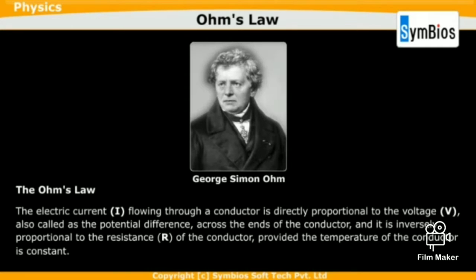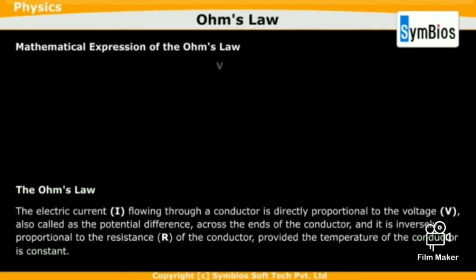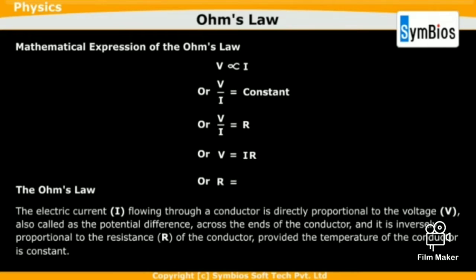This can be expressed as the voltage V is directly proportional to the current I, or V divided by I equals a constant. This constant is called R, or resistance of the conductor. We can also say that V equals I into R, or R equals V divided by I.